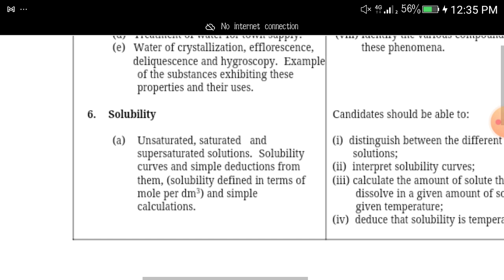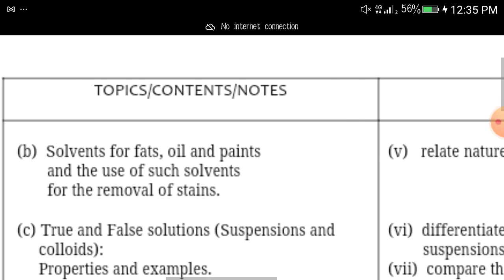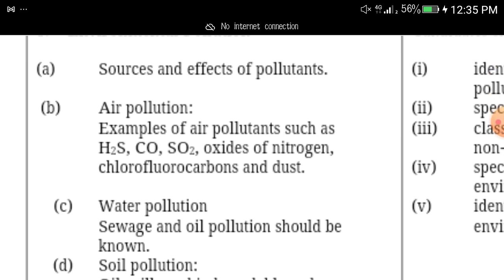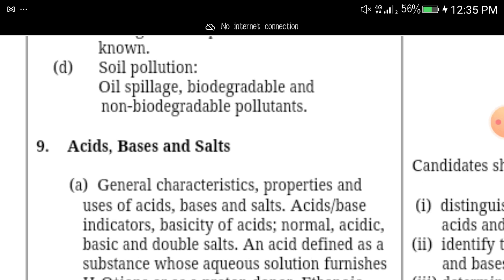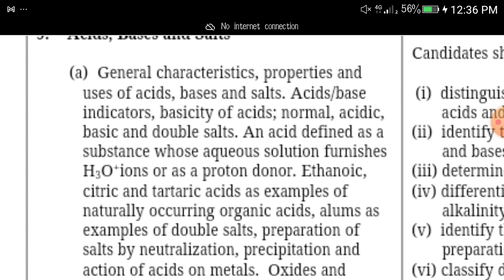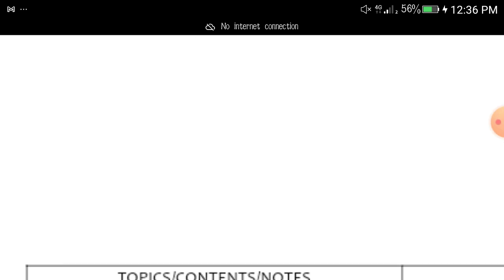The next topic is solubility. After solubility, we have environmental pollution, everything about pollution: water pollution, air pollution, and soil pollution. Then the ninth topic is acids, bases, and salts. If you get this material, you look at it in depth.